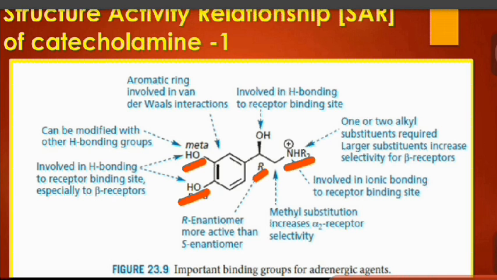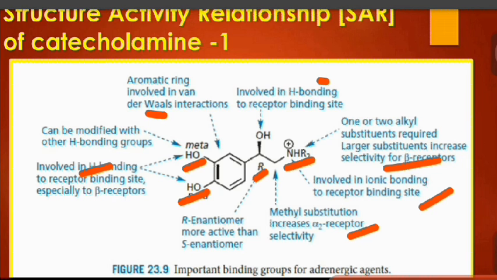So why is this structure important? They have given, see, van der Waals interaction, hydrogen bonding, then larger substitution for beta selectivity, and ionic bonding, and a methyl at the position alpha to the amine group increases alpha selectivity. Methyl group at hydroxyl group, sorry, methyl group at the alpha position of the ammonium compound gives alpha selectivity.